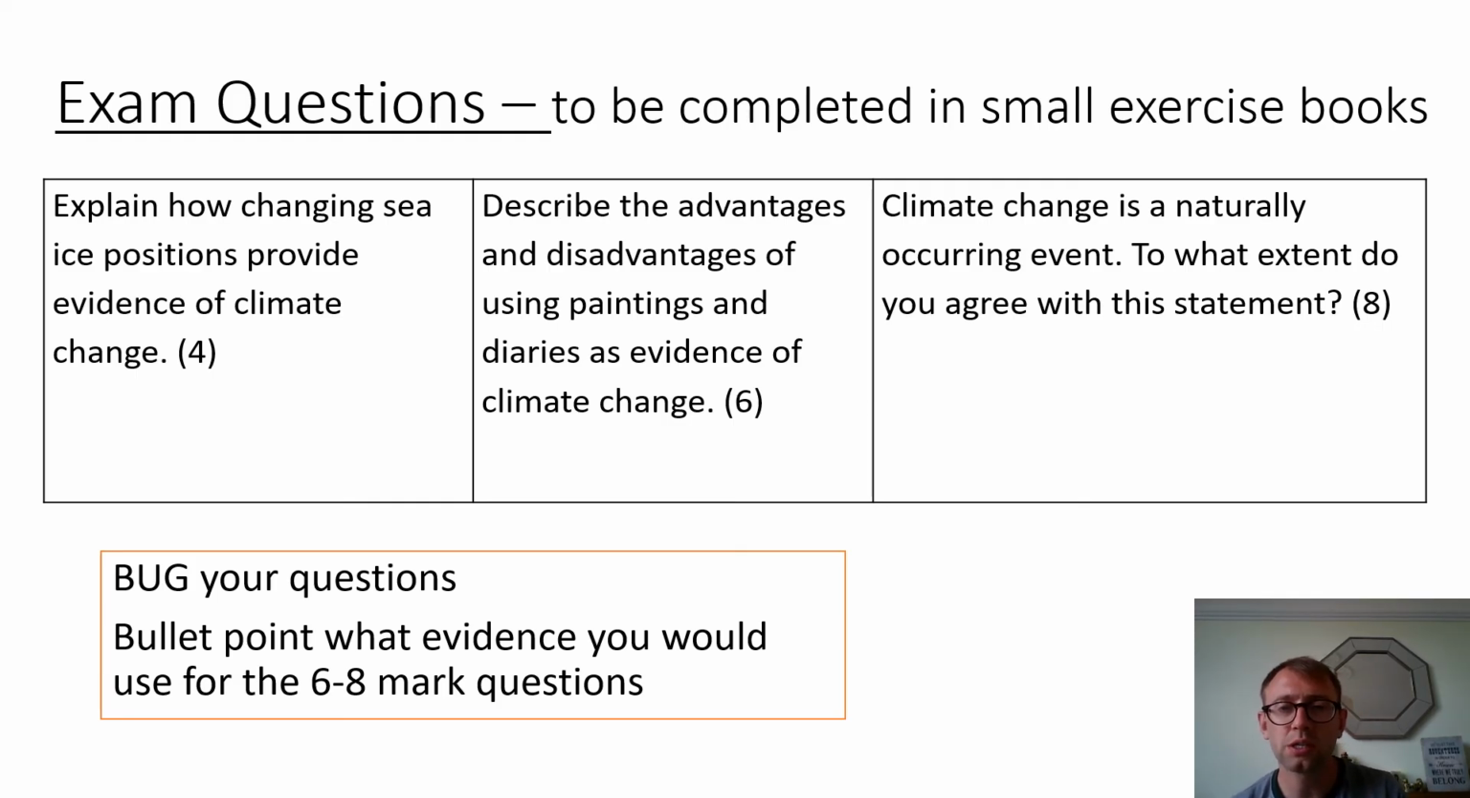The final question then is our top level type of question, an 8-mark question, which has got that phrase, that 'to what extent' question in again. So, climate change is a naturally occurring event. To what extent do you agree with this statement? Now at the end of this video, we've talked about the human and natural causes of climate change. This is an opportunity for you to basically have what the examiners like to call a discussion, to show the different aspects of this point.